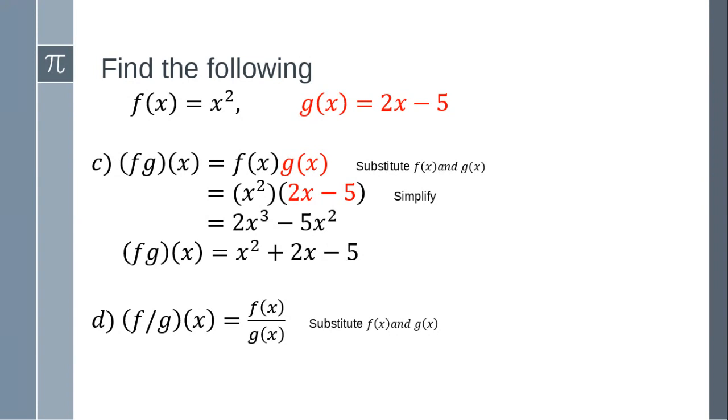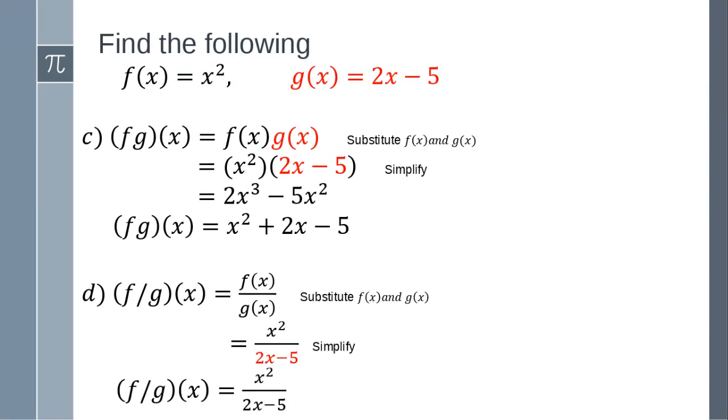I want to divide function f with function g. So function f is x squared, function g is 2x minus 5. Again, can I factor this, right? There's an x here, but this term only has one x, so I can't factor an x. So that's simplified already. So that would be my answer.